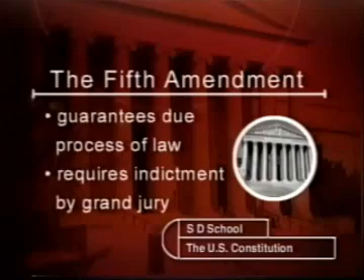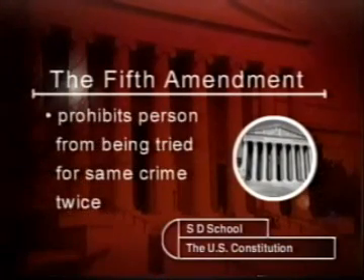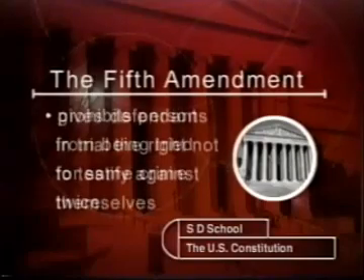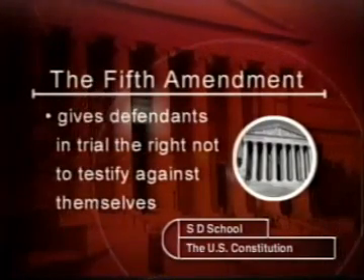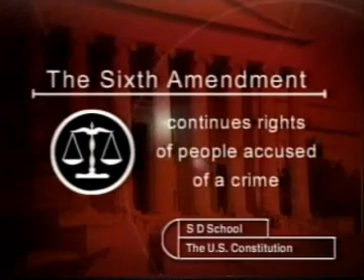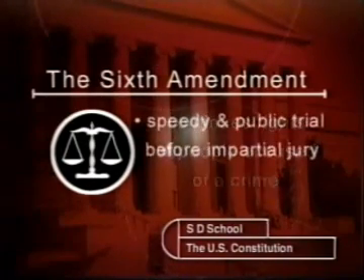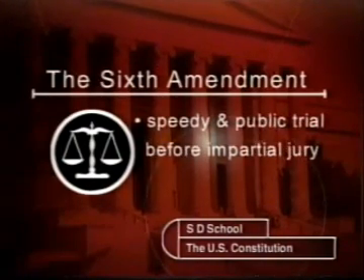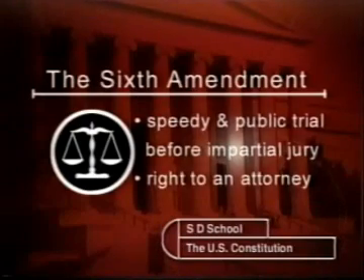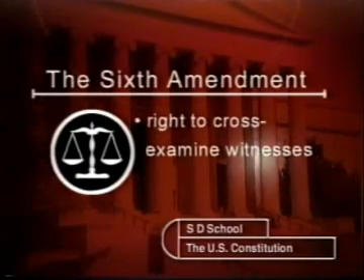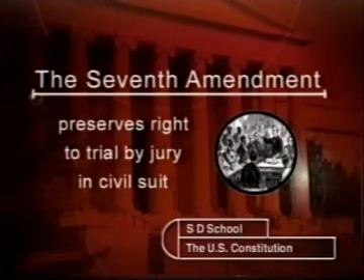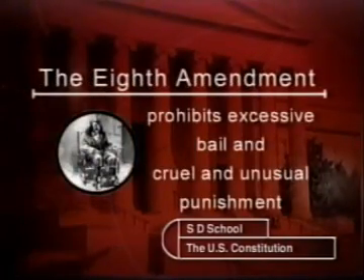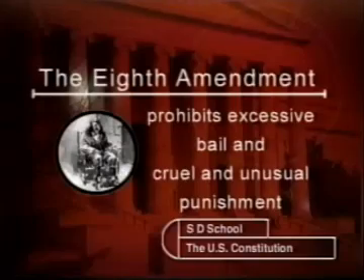It guarantees due process of law, requires an indictment by a grand jury, prohibits a person from being tried for the same crime twice, and gives the defendants in a trial the right not to testify against themselves. The Sixth Amendment continues the rights of people accused of a crime, promising a speedy and public trial before an impartial jury, the right to an attorney, and the right to cross-examine witnesses. The Seventh Amendment preserves the right to a trial by a jury in a civil suit. The Eighth Amendment prohibits excessive bail and cruel and unusual punishment.